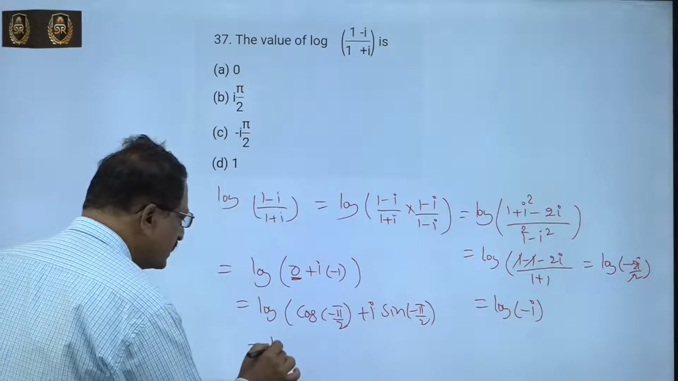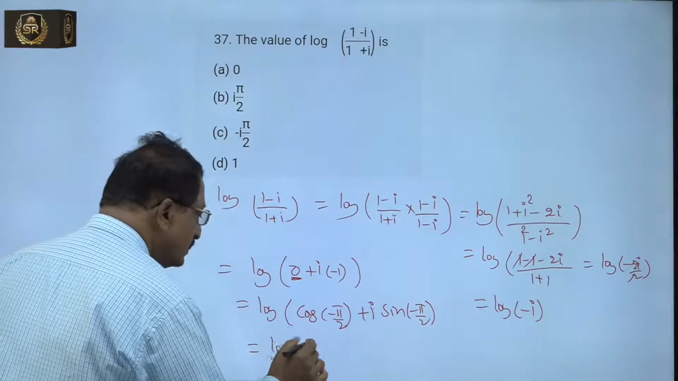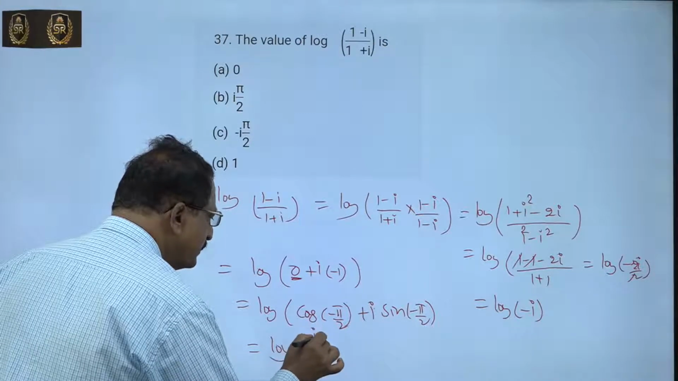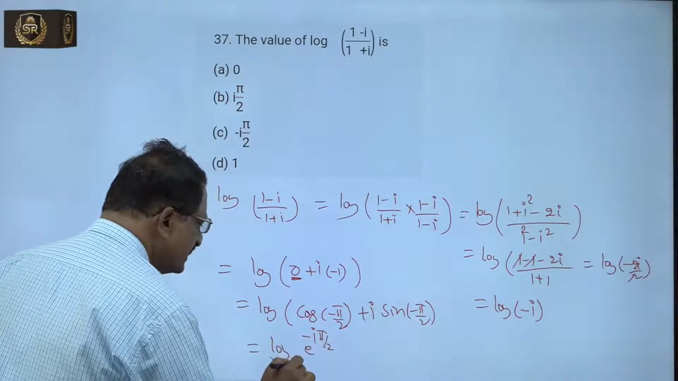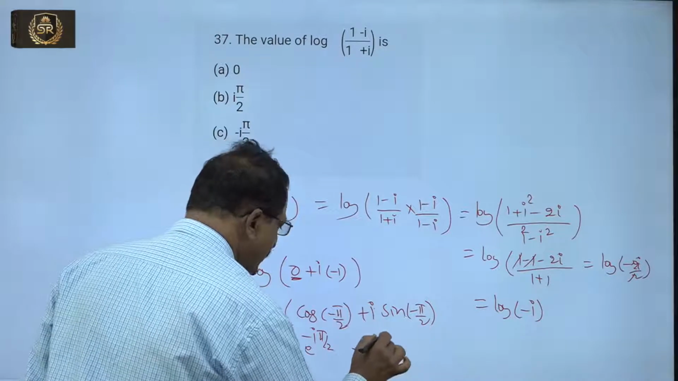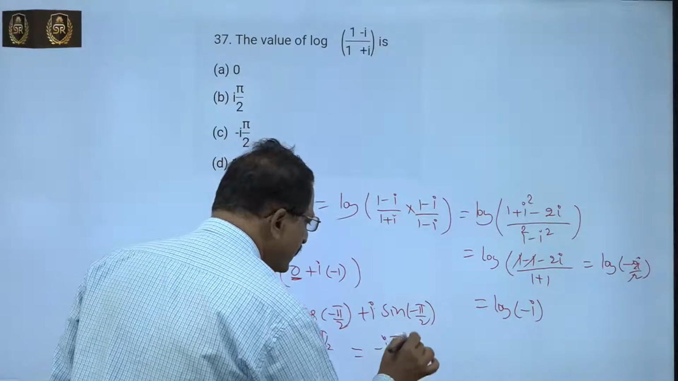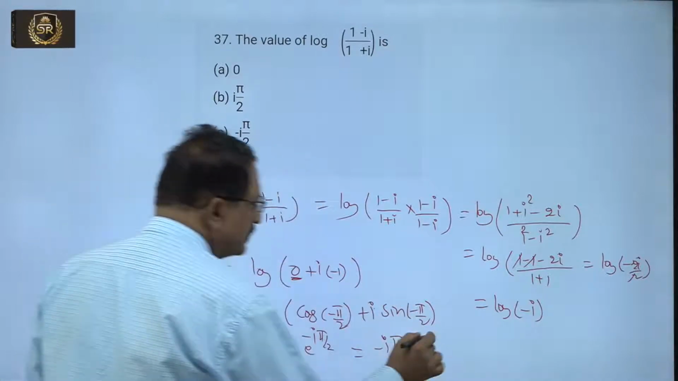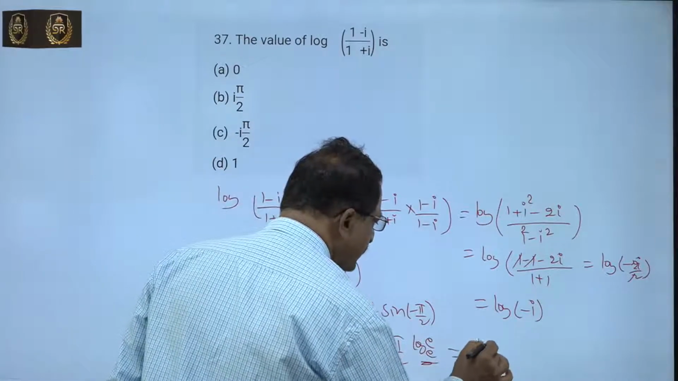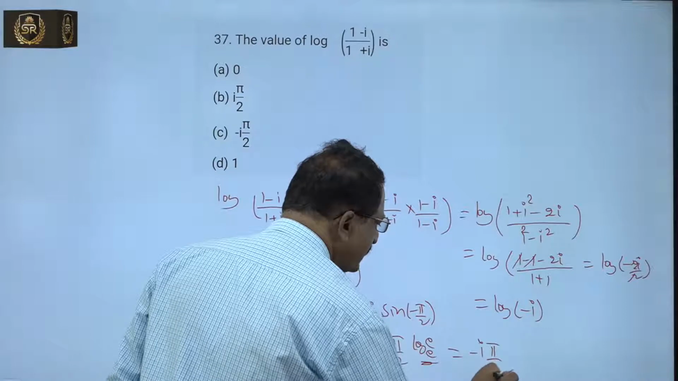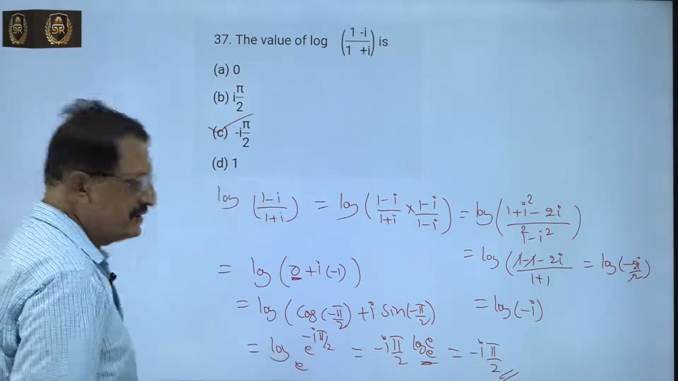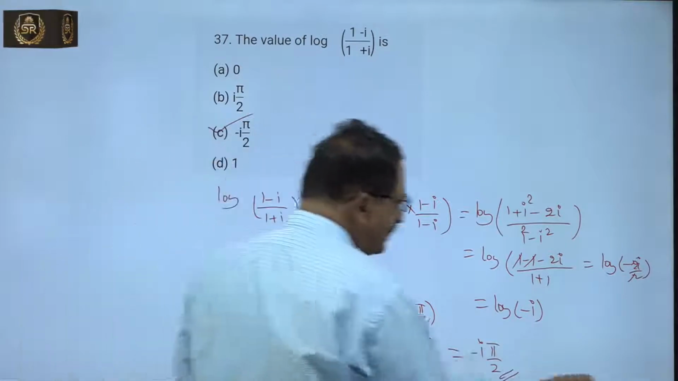That equals log of e to the power of minus i pi by 2, by Euler's formula with base e. That equals minus i pi by 2 log e base e, but log e base e equals 1. Now, the answer is minus i pi by 2. Then option C is correct, minus i pi by 2.